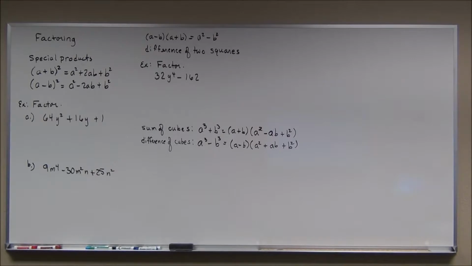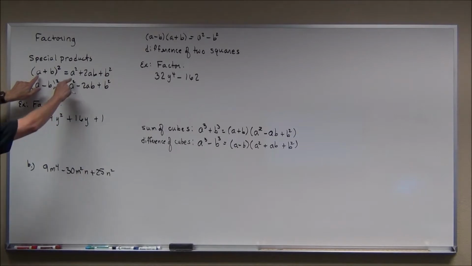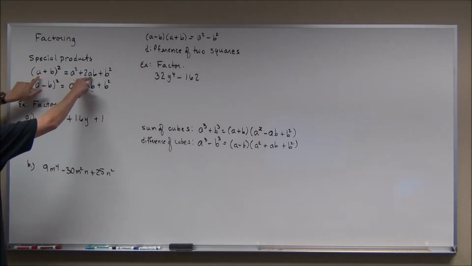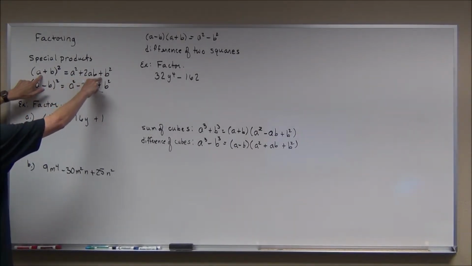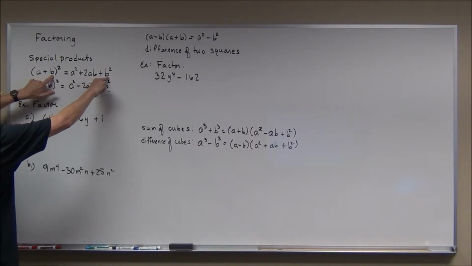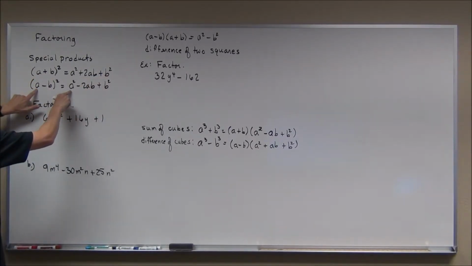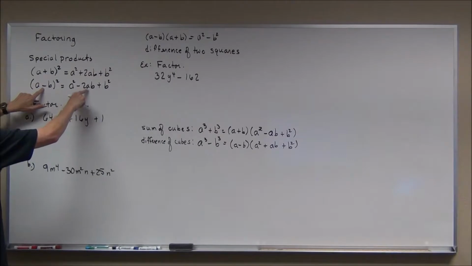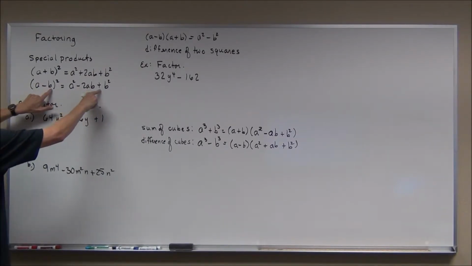Now we look at some factoring that involves some of the special products that we talked about before. Special products as in squaring binomials. Notice here, a plus b quantity squared: first term squared, same sign, double the product, always, always, always a plus sign, last term squared. Same thing down here: first term squared, same sign, double the product, always, always, always a plus sign here, last term squared.